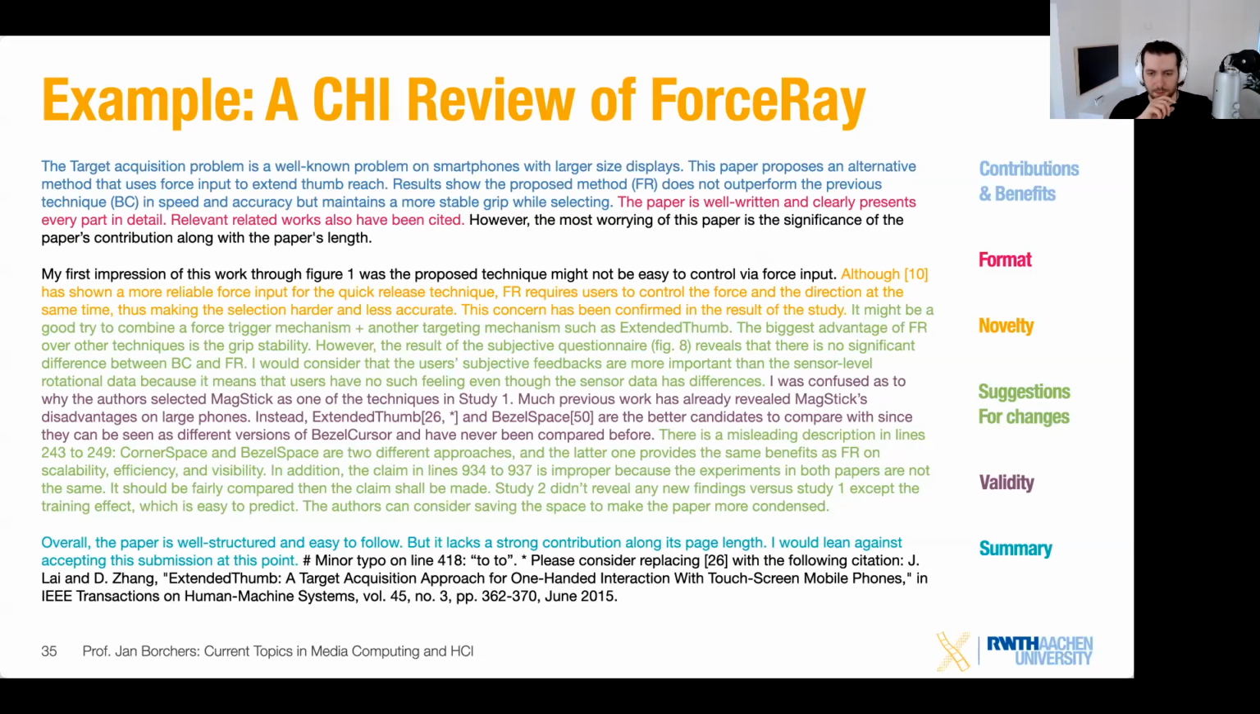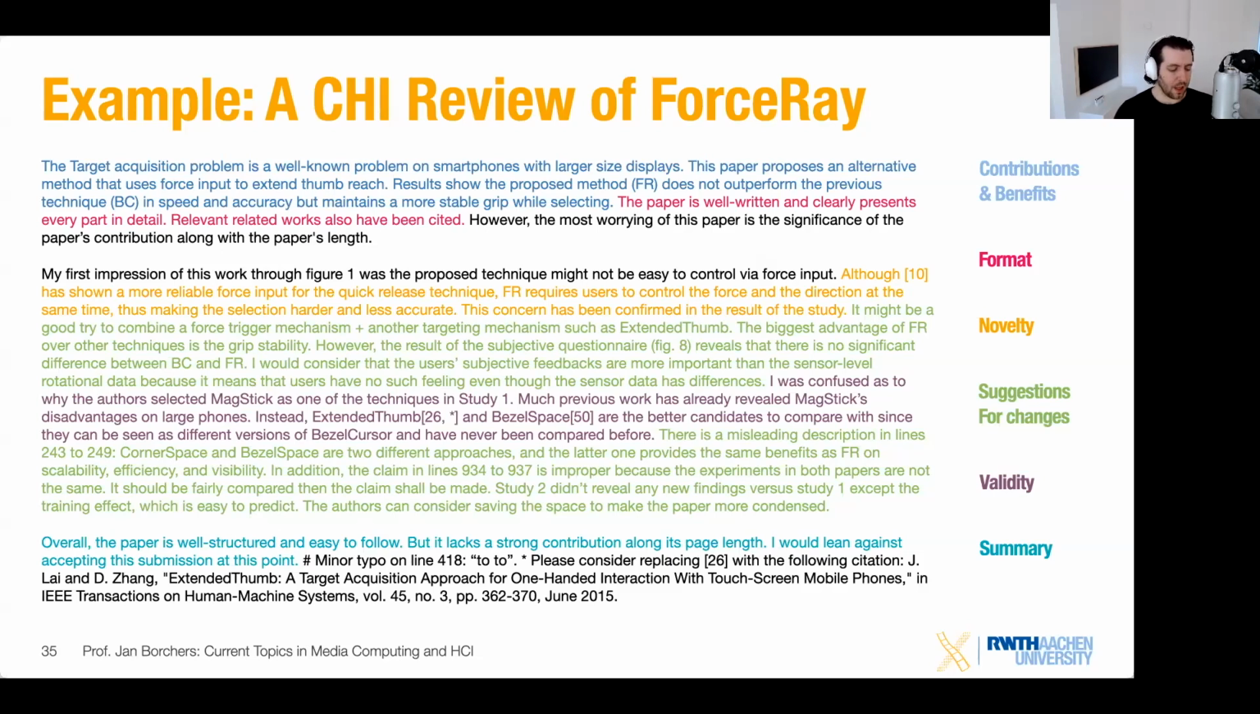Okay, but I get the thought about external validity. Cool. And then basically they're just, again, in, let's say it's teal, I think that's what the color is called, writing that overall the paper is well structured and is easy to follow, but it lacks a strong contribution along its page length. I would lean against accepting the submission at this point.